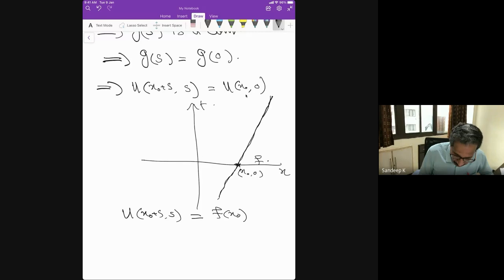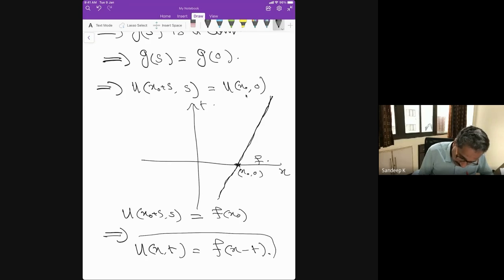Now I can put x naught plus s equal to x and s equal to t, and you can solve, and then you will see this implies that u at (x, t) has to be equal to f of x minus t. What you do is you start with an (x, t), you equate (x, t) to (x naught plus s, s), and then you will see that x naught is going to be x minus t and s is going to be t. So you will get this.